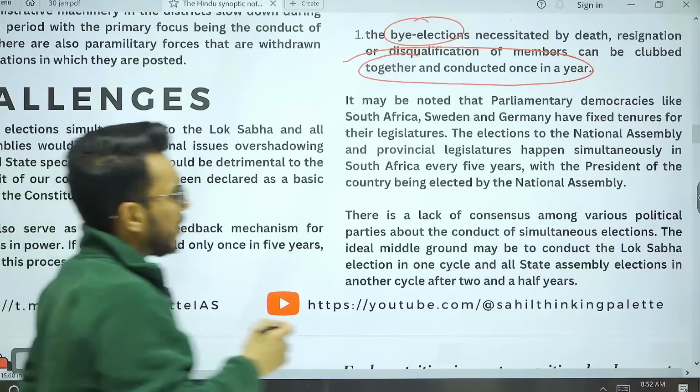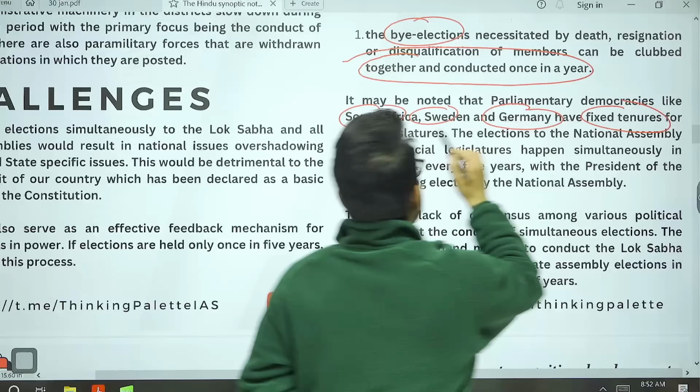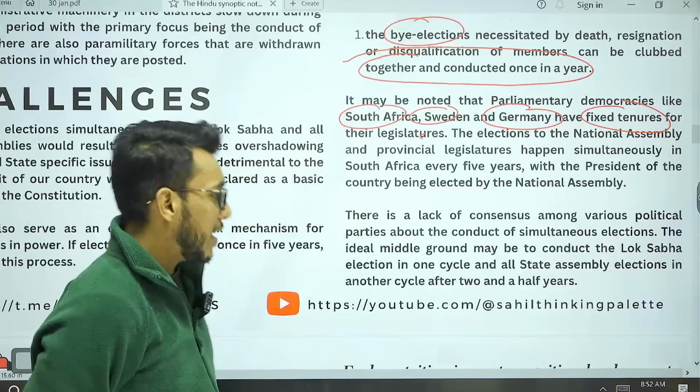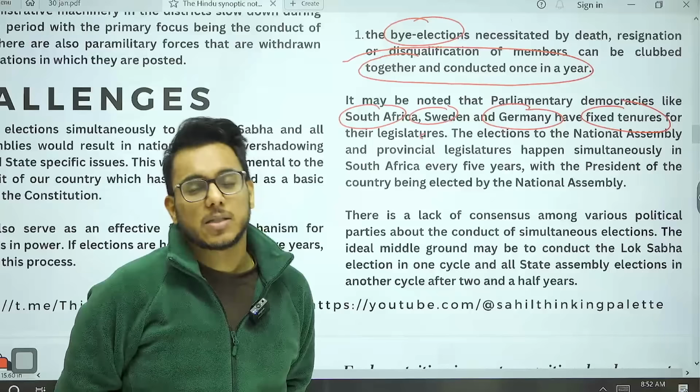Then we have the examples of South Africa, Sweden, and Germany, which have a fixed tenure for their legislative assemblies. In South Africa, simultaneous elections happen at a gap of every 5 years. So we need to learn from their experiences and case studies, and only with the help of a consensus should this particular thing be brought. So that is all, guys, about this particular article. Now, let's move to the next article.